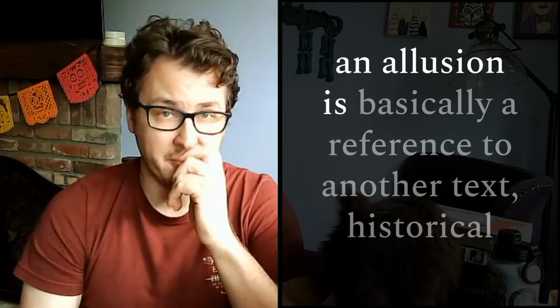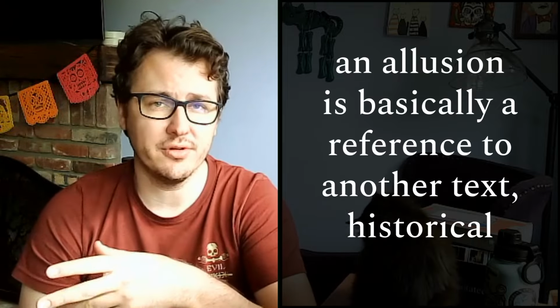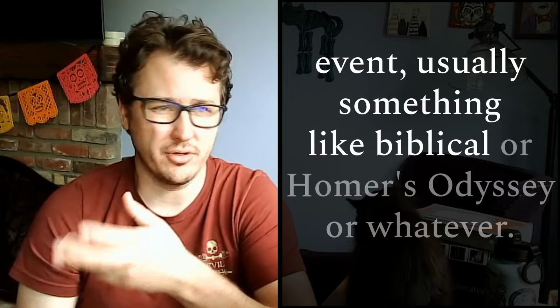Hey guys, I wanted to make an episode talking about why James Joyce's allusions are so dang good. If you need a quick reminder, an allusion is basically a reference to another text or historical event, usually something like biblical or Homer's Odyssey or whatever. And literature, generally speaking, is completely riddled with them.